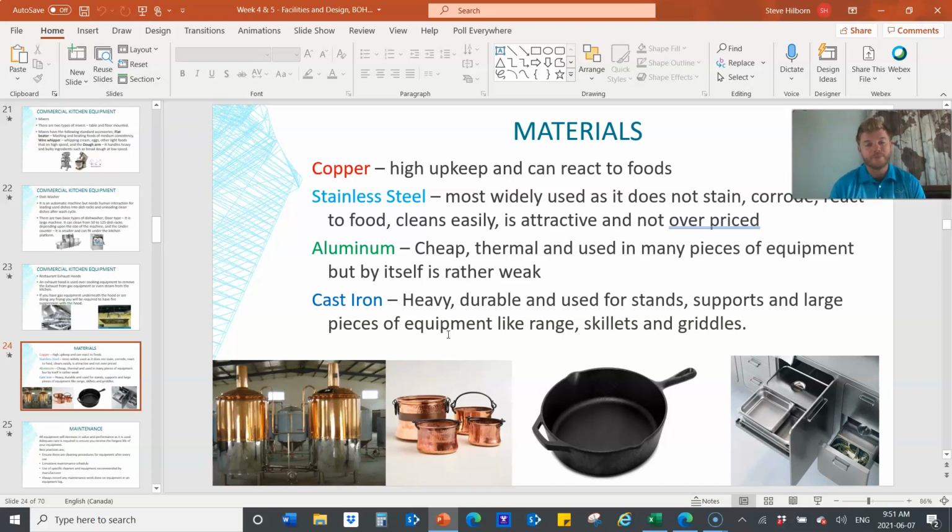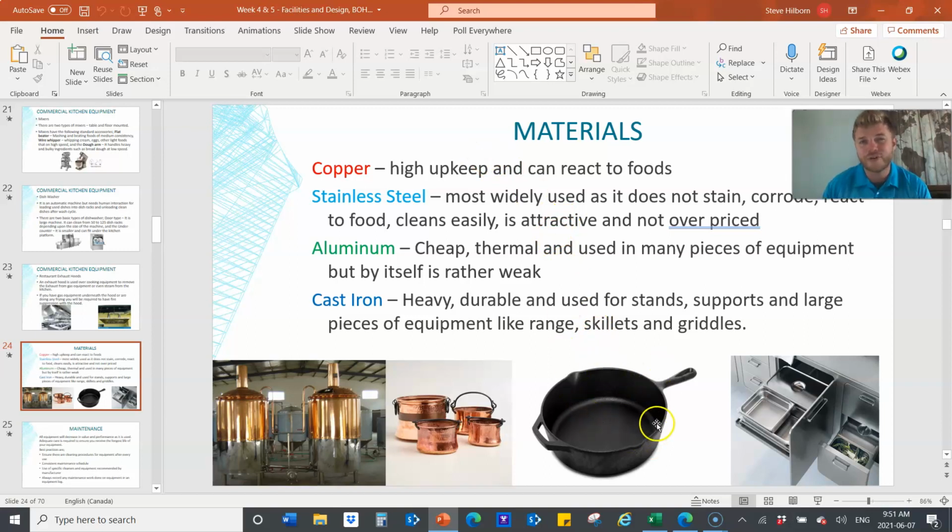It really absorbs heat quickly, but it does break down rather quickly as well. And then cast iron is heavy, durable, and used for stands, supports, and large pieces of equipment. Some people will say that a big cast iron pot is their favorite piece. Personally, I would rather go stainless steel.